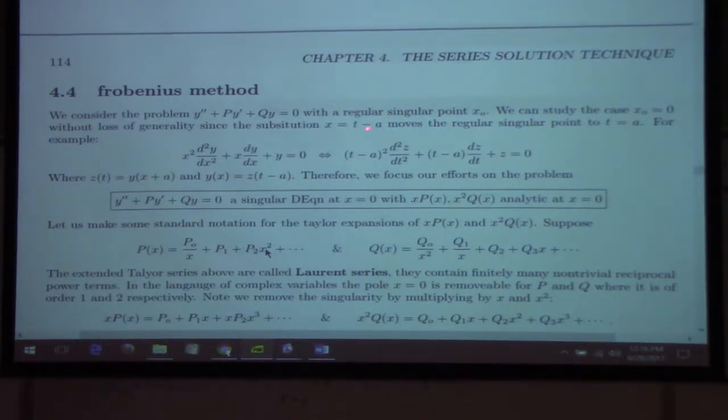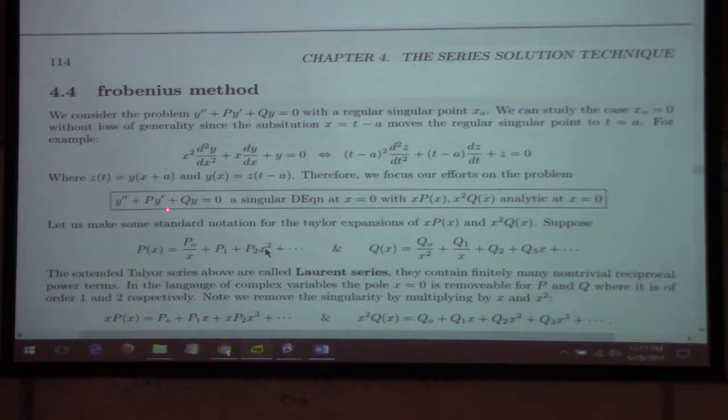See, if I put x = t - a, that makes t = a correspond to x = 0. And this differential equation under that substitution becomes that one. So there's really no loss of generality in just studying the 0 case, because we can always make this substitution to go back to if it was something non-zero. We can transfer the math over to that. All right. So this is the problem we're solving.